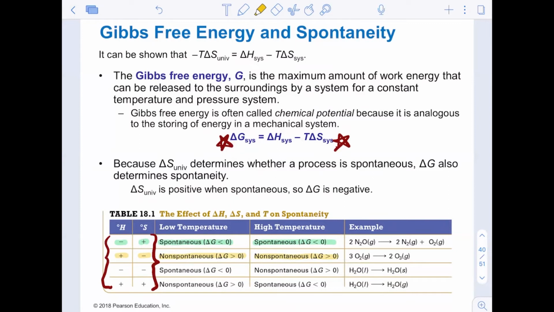That's what we call a temperature-dependent reaction. It will depend on the temperature and the actual magnitudes of delta S and delta H to understand whether the reaction is spontaneous or not. It could be spontaneous, it could be non-spontaneous. We need more information.